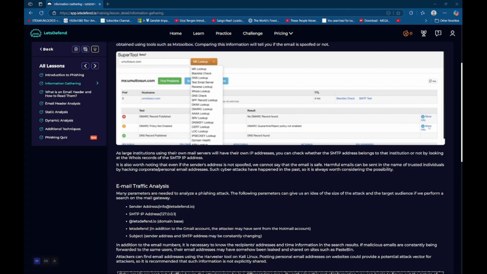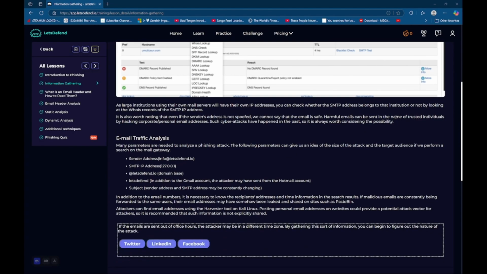Another thing we should know about is analyzing email traffic. When investigating a suspicious email, here are the clues that you should look out for. One is the sender's address, the SMTP IP address, the domain history, the time of delivery, and repeated recipients. These are the clues you look into when you are trying to analyze email traffic.